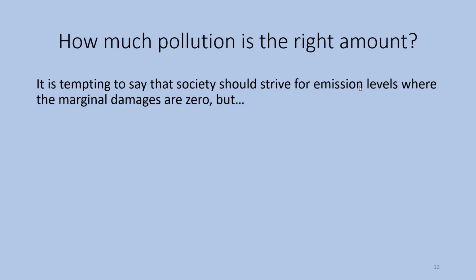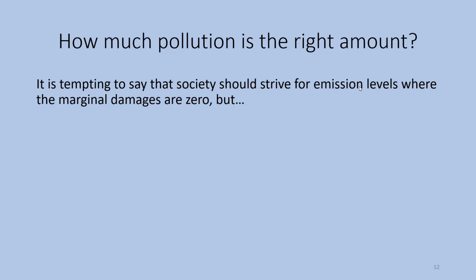It is, of course, tempting to say that society should strive for emission levels where the marginal damages are zero, right? In other words, as we talked about in our earlier chapters, the Earth does have some assimilative capacity, so maybe we don't need to keep pollution at zero. Maybe we just keep it at the point where the damage is zero. That would be nice. That'd be maybe a nice world to strive for. But even then, we might not necessarily want to strive for a situation where marginal damages are zero.